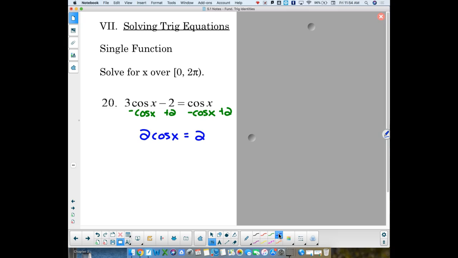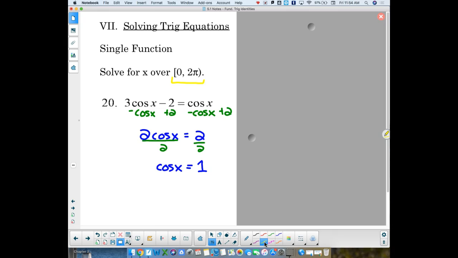Then I divide both sides by 2. That gives me cosine of x equals 1. Right? Now, this part right here, that part right there is very important. It's telling you where on the unit circle you are going to find your answers.